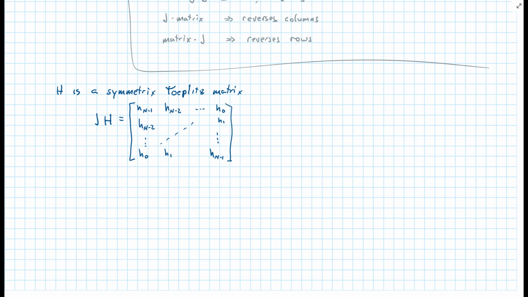And then, of course, because it's Toeplitz and it has all this structure, if we do j, h, j, we reverse the columns and we reverse the rows. Well, we can do this. Let's see. h0, h1, hn minus 2, hn minus 1 for that row. We reverse the second row, and it looks like this.